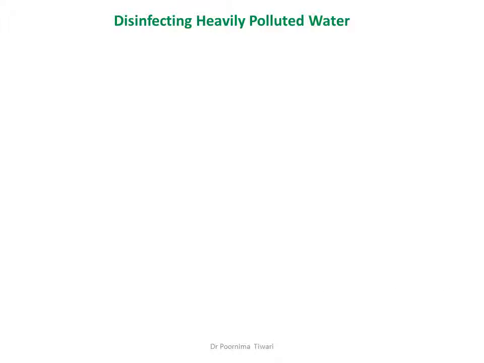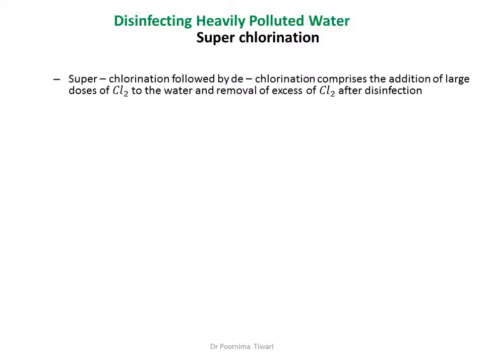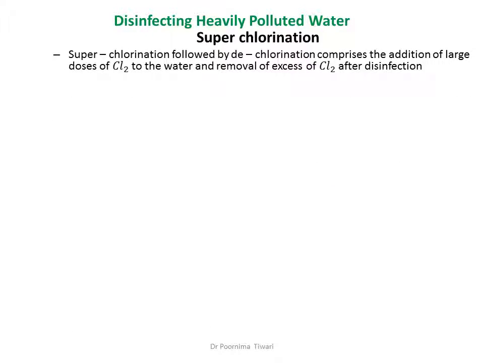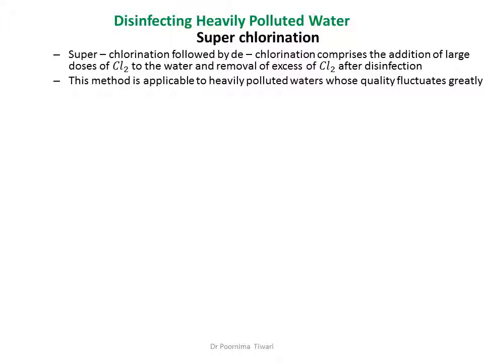Disinfecting heavily polluted water: superchlorination. Superchlorination followed by dechlorination is the addition of large doses of chlorine to the water and then removal of excess chlorine after disinfection, after the contact period. This method is applicable to heavily polluted water whose quality fluctuates greatly.